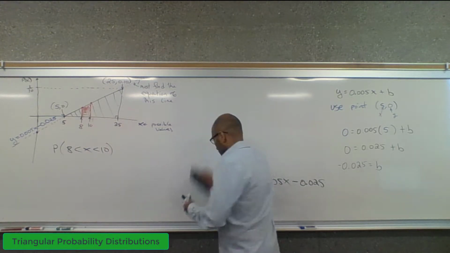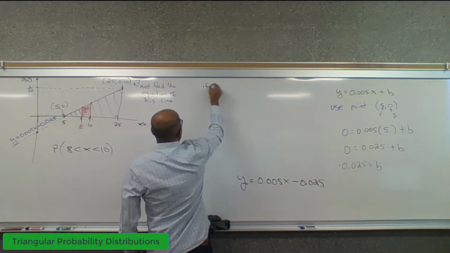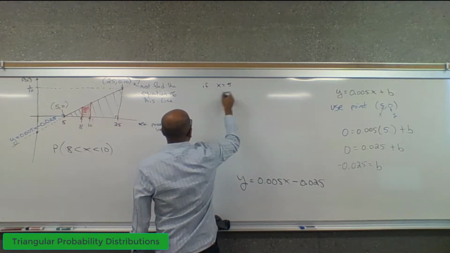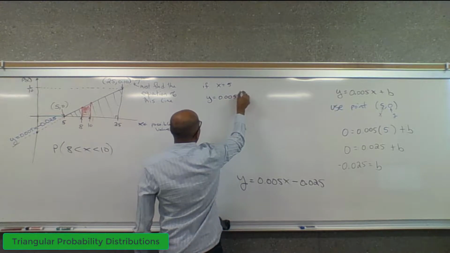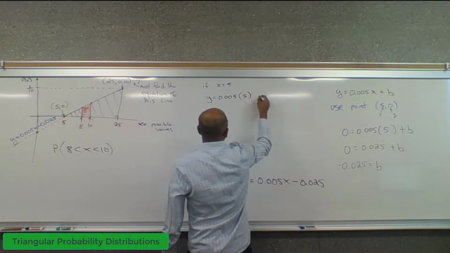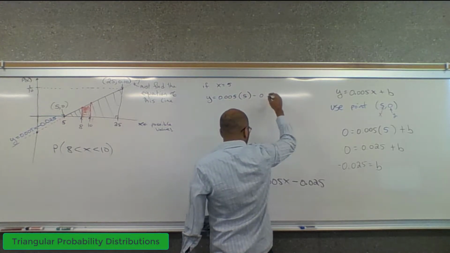So let's check it briefly here. Let's get rid of this. So if x equals 5, then y equals 0.005 times 5 minus 0.025.